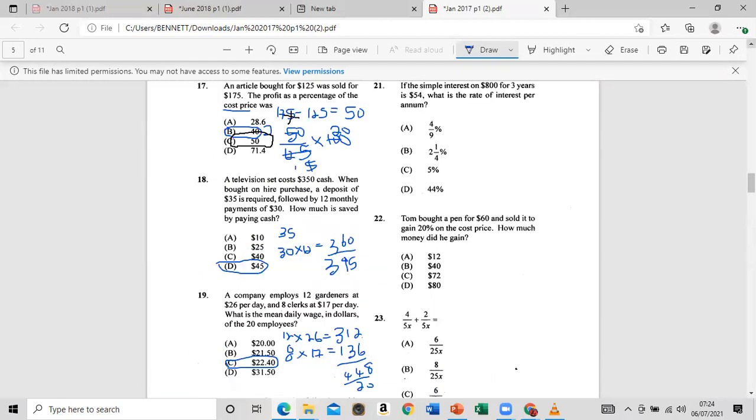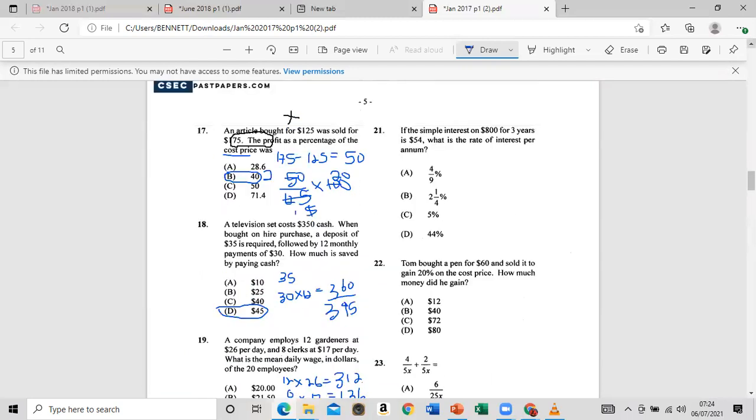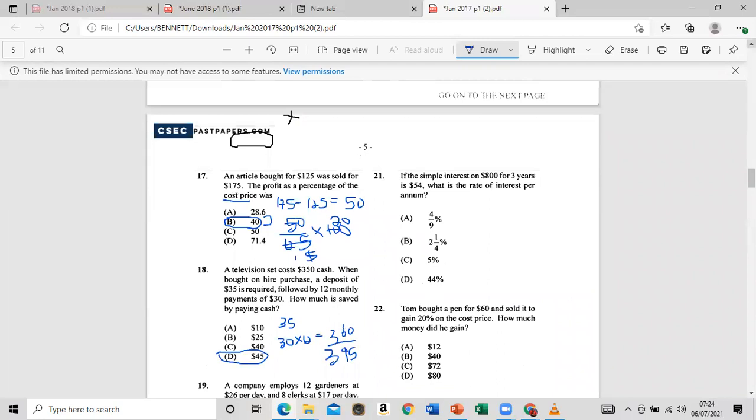The simple interest on 800 for 3 years is $54. What is the rate of interest? We know the simple interest, so you're not going to write out P times T times R. They give us the simple interest already, so we just transpose. 54, the principal is 800, times 3. I want to know the rate.